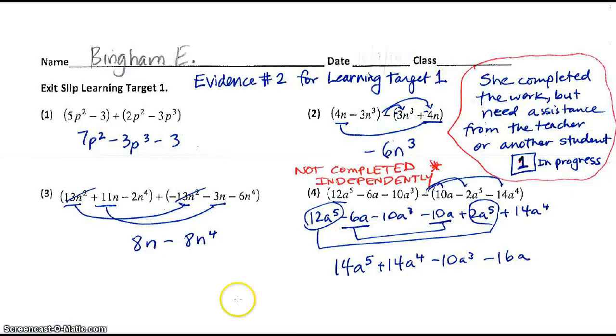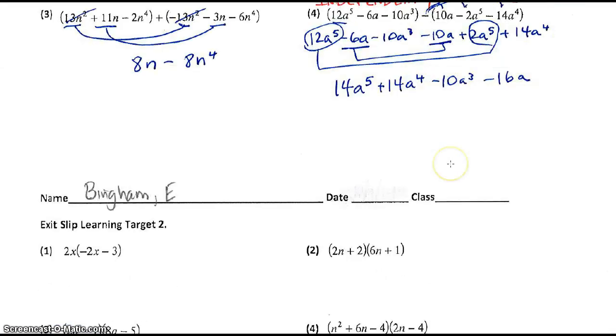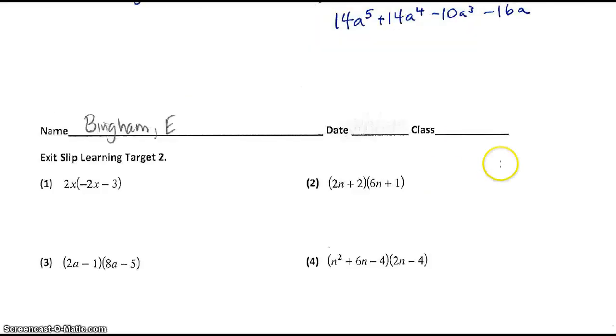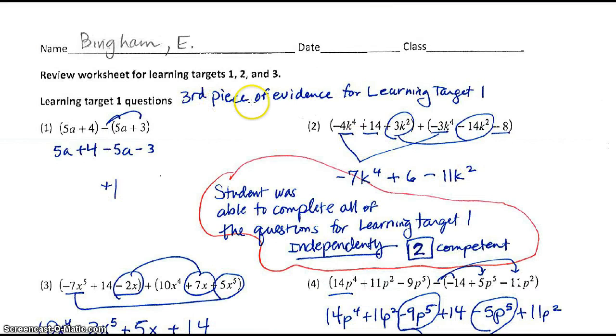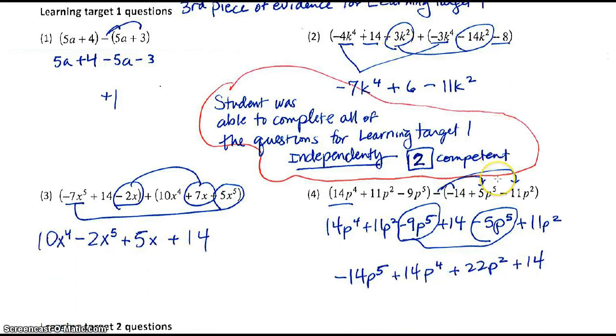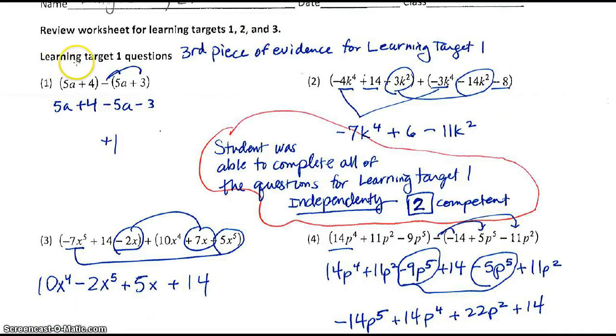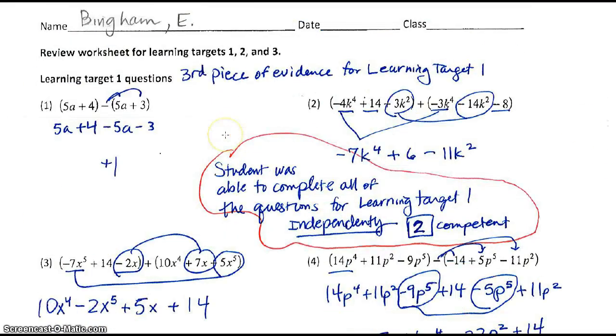Okay, so now let's look at the next piece of evidence. So that was evidence number 2. This is evidence number 3, let's say. So third piece of evidence for learning target 1, and this is just a review worksheet for learning targets 1, 2, and 3. But right now we're only looking at learning target 1, so we'll look at the other ones later. So these are learning target 1 questions right here. There's 4 of them. And Miss Bingham here completed all 4 learning targets. And notice it's adding and subtracting polynomials, so it is learning target 1.